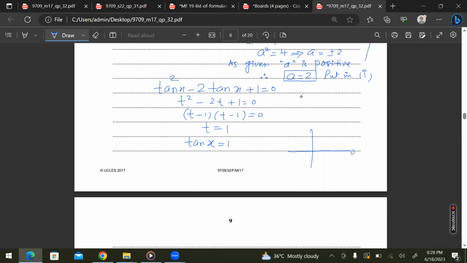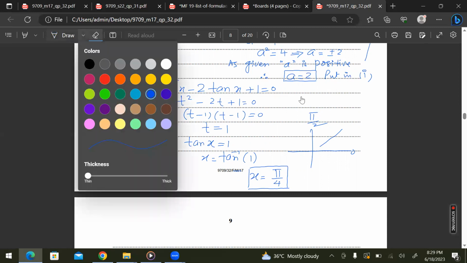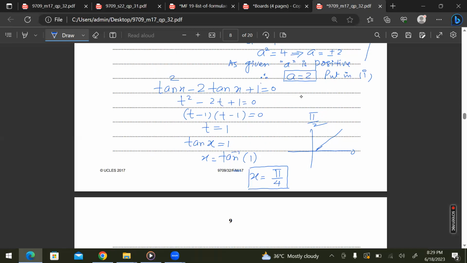As we are looking for the answer from 0 to pi over 2, directly you may get the answer tan inverse of 1. So x equals tan inverse of 1. As this is a differentiation topic, don't forget to use radian mode. So x equals pi over 4 is the exact value of x in the interval 0 to pi over 2. So this is the answer. Thank you.